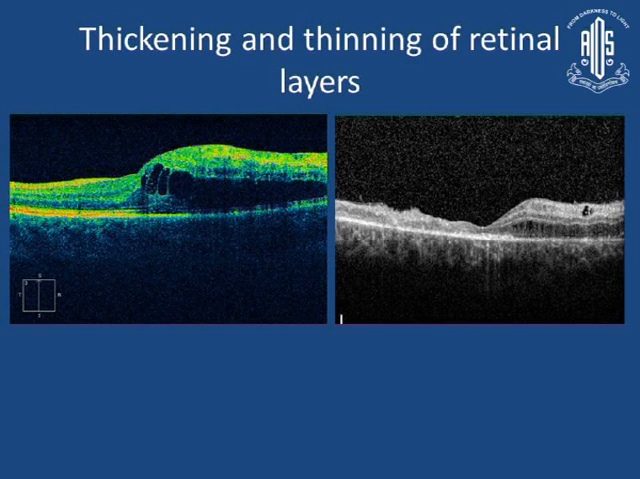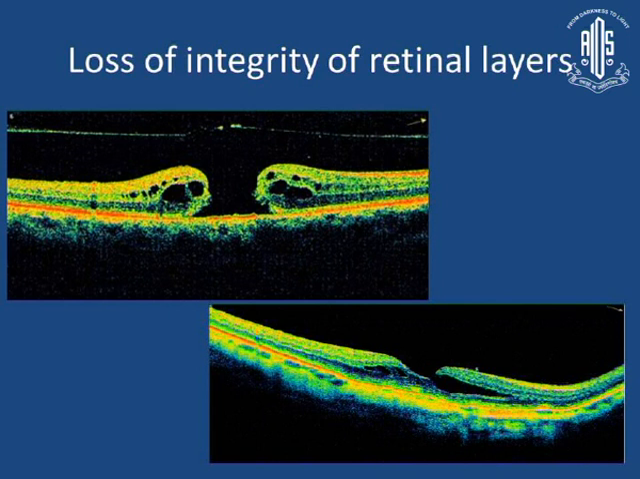Then you have to note down the thickness of the retina. Any increase in thickness or any reduction in thickness, any thinning, so this you have to make a note of. And finally, you look at the integrity of the retinal layers. Is there any partial loss of retinal layer or a complete loss of retinal layer? So that's what you have to note.